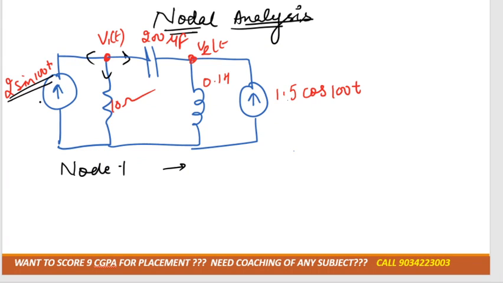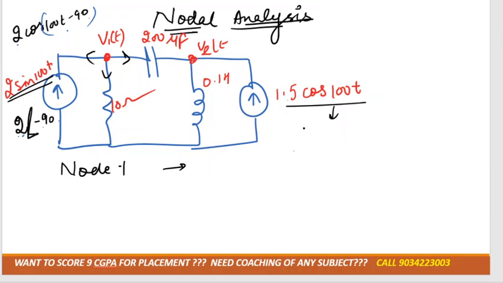First of all, you need to convert the standard equation into the polar form. That is 2 cos 100t minus 90. So it's not the polar form now. Not 2 comma 2 angle. You can directly write it down now. It's 2 cos(100t minus 90), and so its polar form is 2 angle minus 90. Okay. Now tell me for this one, what is the polar form?